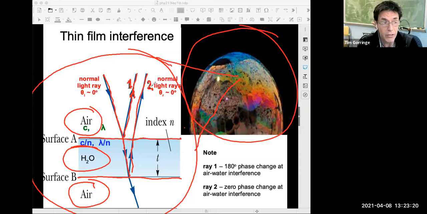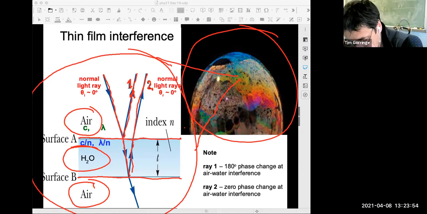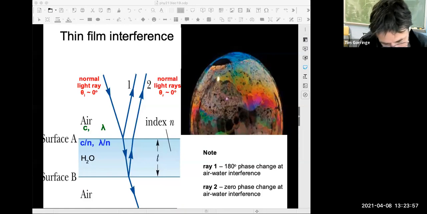Just like in the two-slit experiment, you get constructive and destructive interference. When they interfere constructively, you get bright light, and when they interfere destructively, dark regions. What determines whether it's constructive or destructive is how many oscillations of the light wave took place on the extra path that the second light ray took compared to the first light ray. So this extra path is important in determining which you get.